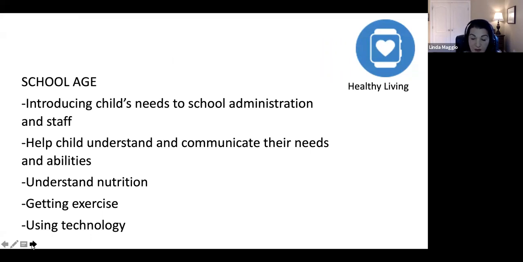Understanding nutrition, what fuels the body, not just food, but sleep and exercise. Getting exercise is also, at this age, a great way to get them involved in organized sports, and that can be either team or individual. Your karate and taekwondo, those are so popular now. Ice skating at local rinks is a great way to get their body moving. And if they have sensory needs, that was a really great sport for my son.